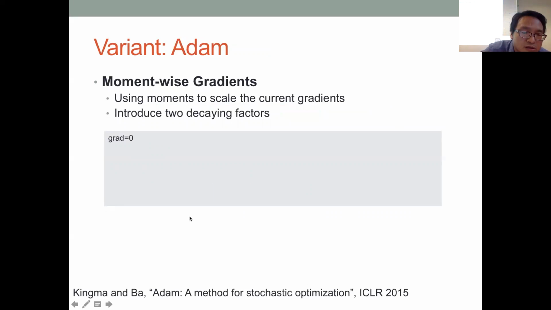So here's the next one. Not the last one, but the best one, the most popular one: Adam. Adam is basically moment-wise gradients. You use the moments to scale the current gradient. It's a combination of the previous two variants. Once you compute the speed, you use the speed to update the gradient, but now you use the speed or moment to scale the current gradient, and then you introduce the two decaying factors.